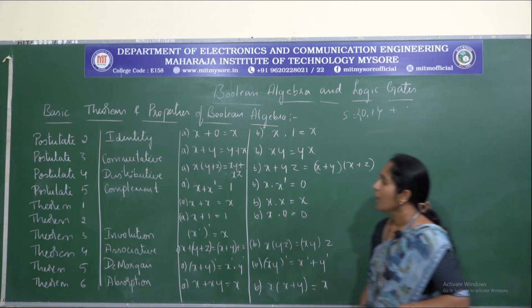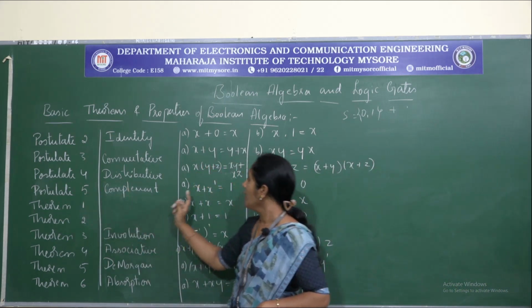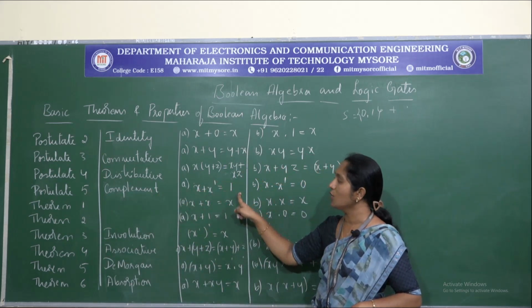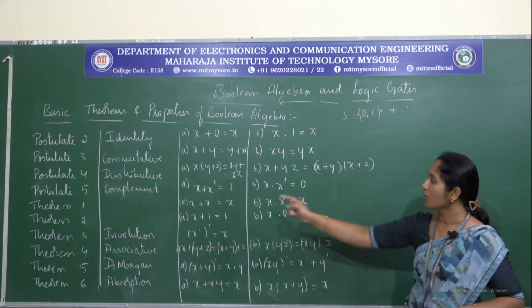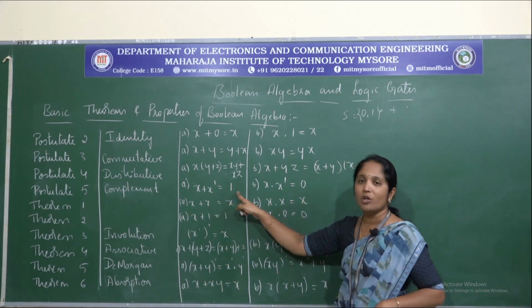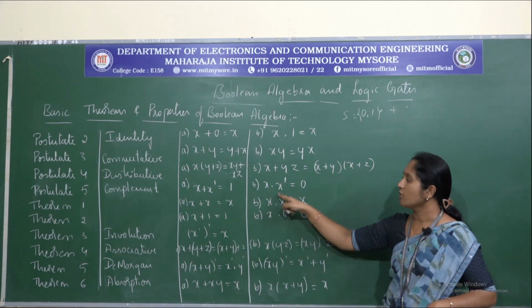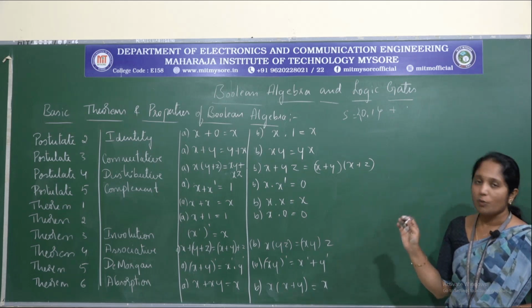Next, the fifth postulate is for the complement. Complement means x plus x dash is equal to 1. If you add the complement of a variable to the variable, it results in the identity element 1, and on the other side, x dot x dash is equal to 0. And these are the 4 postulates we use.